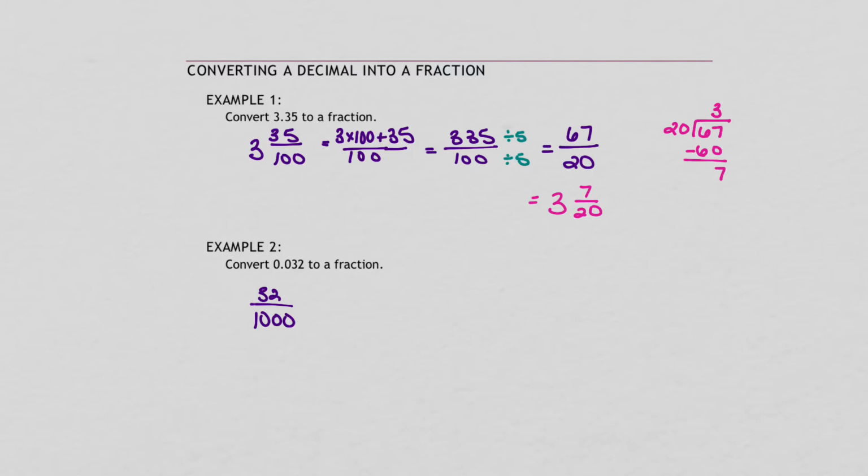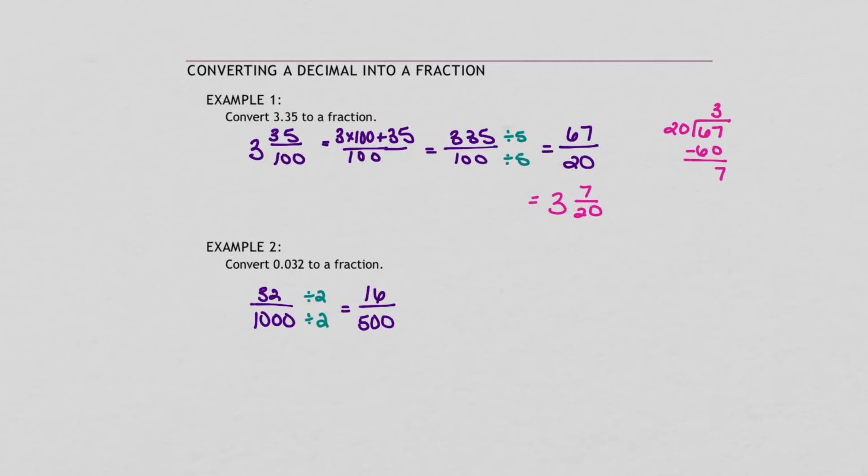And then we simplify. Let's say I don't know the biggest number that'll go into both of these, but I know that 2 will go into both. So I could divide both by 2. 32 divided by 2 is 16. 1,000 divided by 2 is 500. Well, that's not simplified all the way.